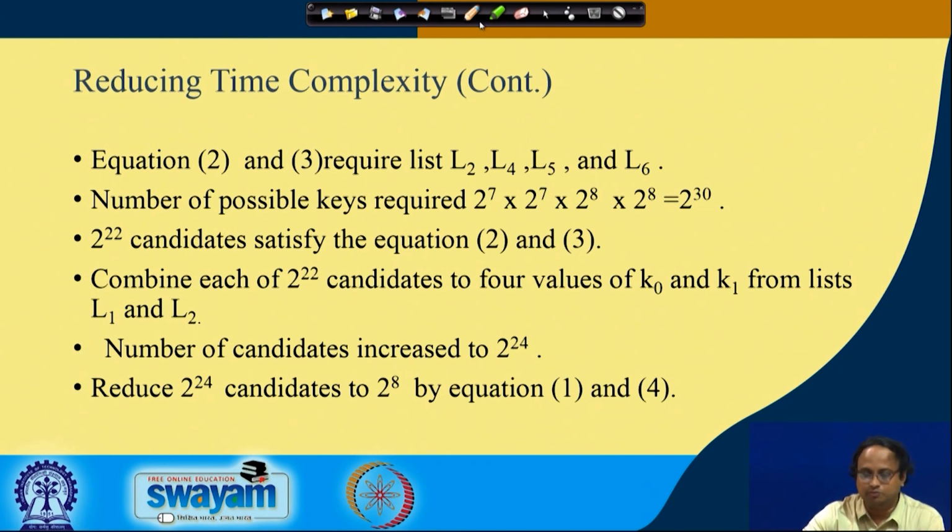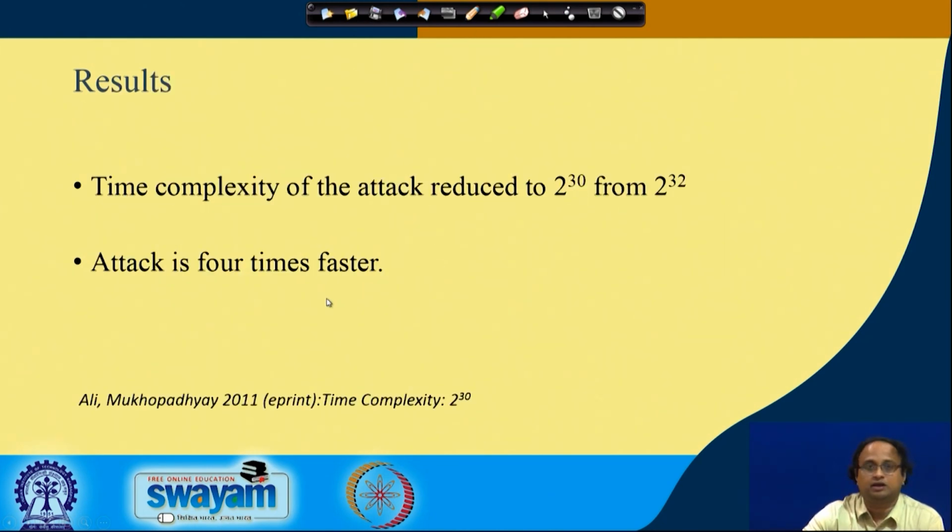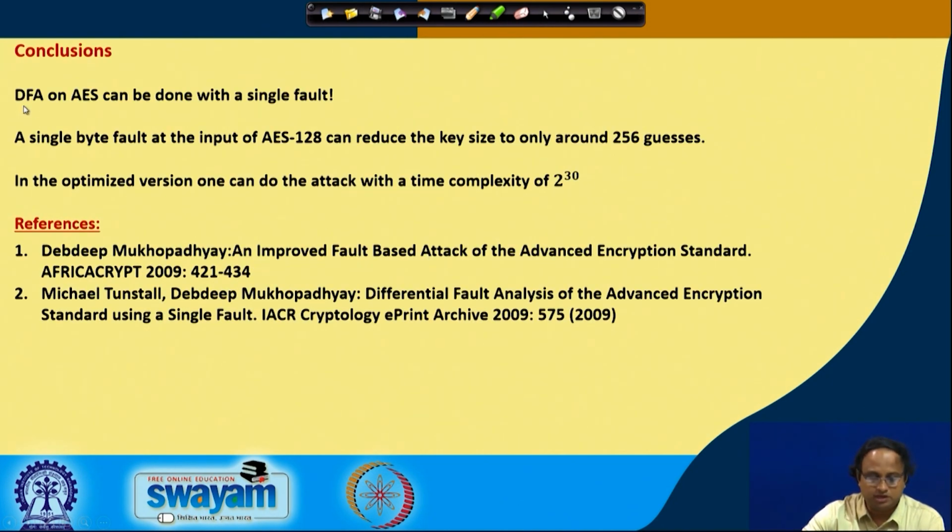So there is an improvement over the previous attack, where the time complexity was 2 power of 32. You have been able to do the attack in a technique which is 4 times faster. To summarize, DFA on AES can be done with a single fault. A single byte fault at the input of AES-128 can reduce the key size to only around 256 guesses, and in the optimized version one can do the attack with a time complexity of 2 power of 30, which is a 4 times improvement over a straightforward approach, using the property of the AES key schedule.